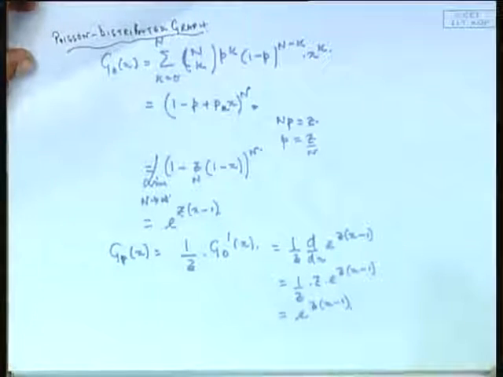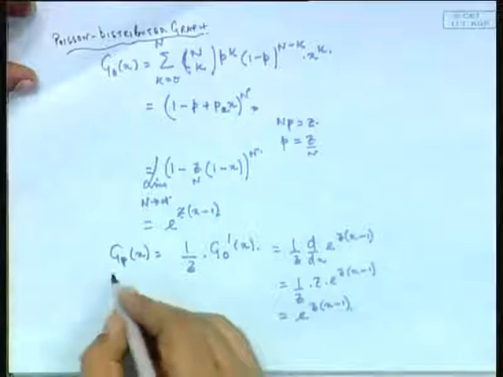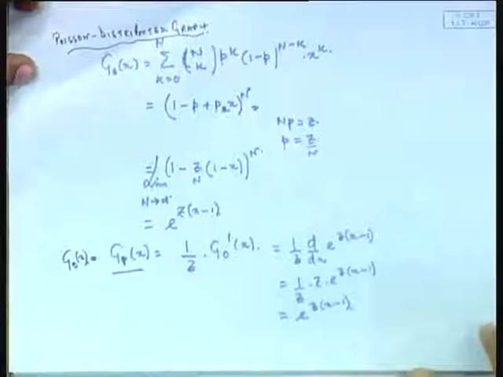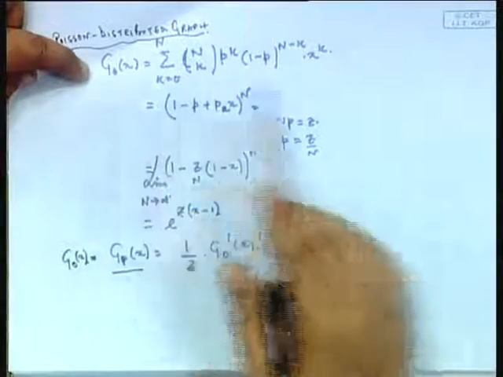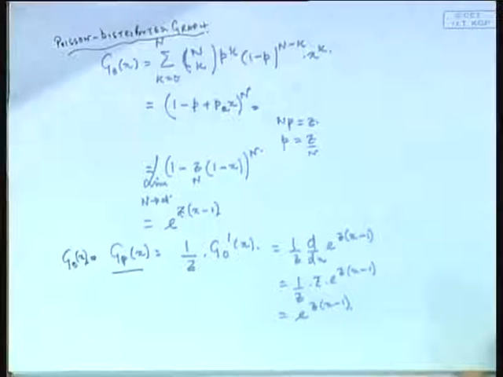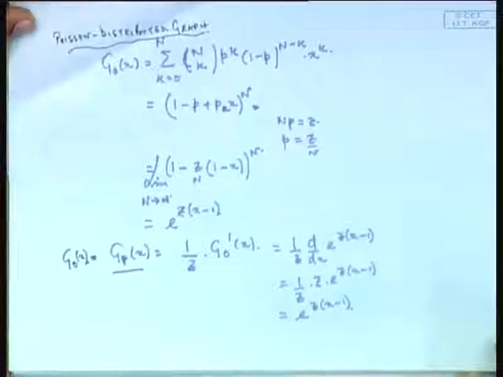So, we ended the last class with Poisson distributed graphs, if you remember. And the interesting feature we have shown in Poisson distributed graphs is that G 0 x is equal to G 1 x. G 0 shows the degree distribution if you pick up a random node, and G 1 shows the degree distribution if you pick up a random edge and go to the node following that random edge.